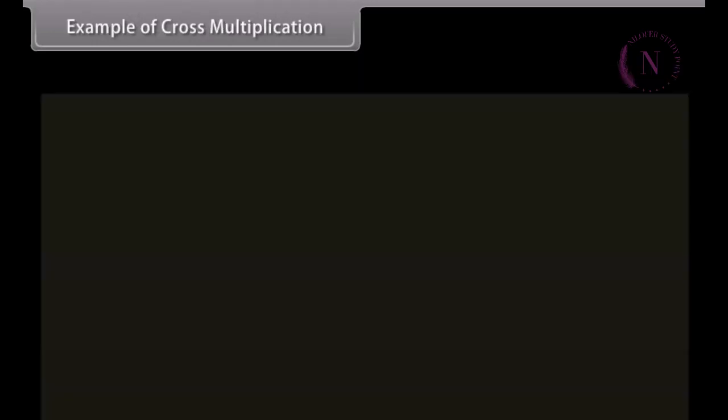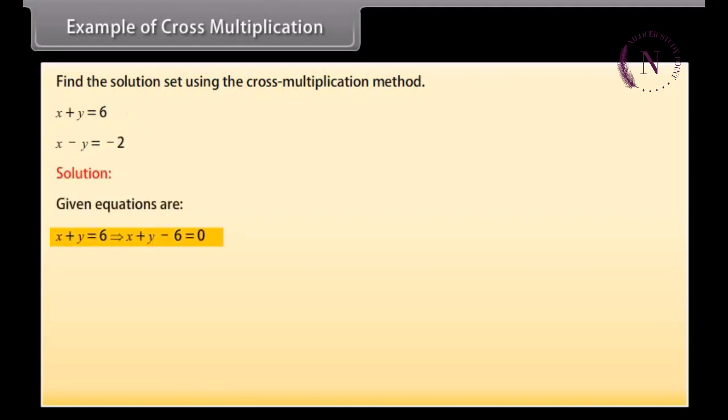Example of cross multiplication. Find the solution set using the cross multiplication method. x + y = 6, x − y = −2. Solution: Given equations are x + y = 6, so x + y − 6 = 0, and x − y = −2, so x − y + 2 = 0.